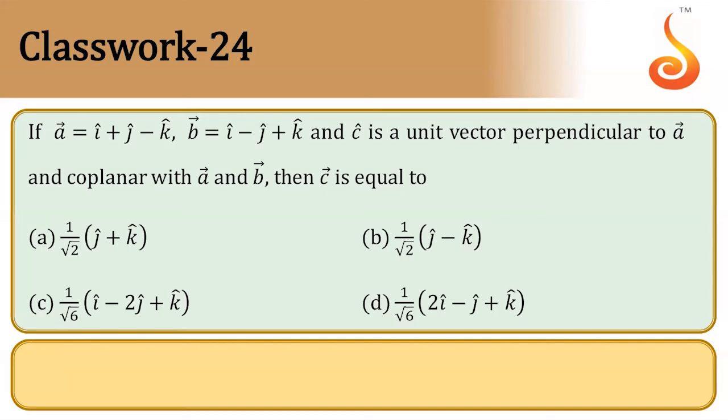Question 24 is a very good question. A bar and B bar are given. C bar is a unit vector perpendicular to A and coplanar with A and B. All are unit vectors, but the verification is the problem, and C bar is given as perpendicular to A bar. If I take the options, this is not matching. This is perpendicular, but this one is not perpendicular, correct? That's why we have to solve the question here. So now what to do here?